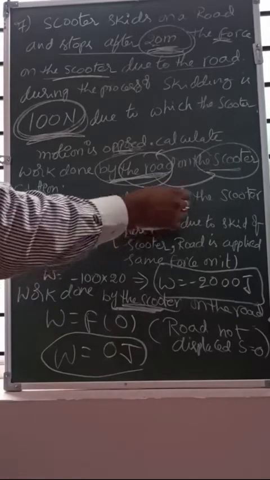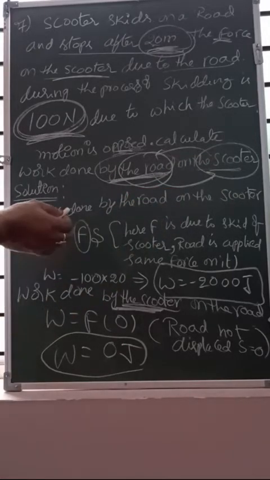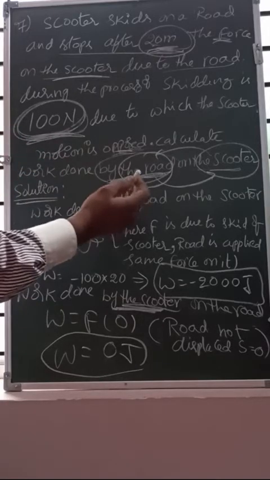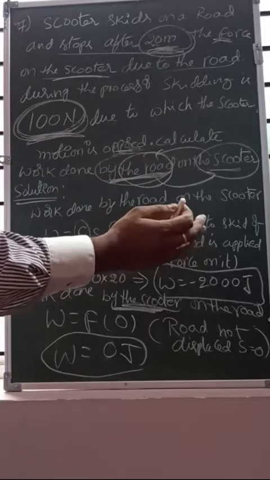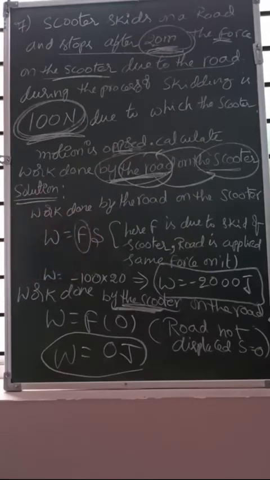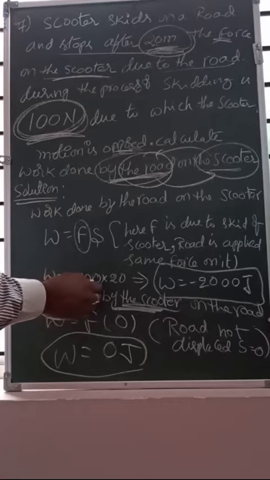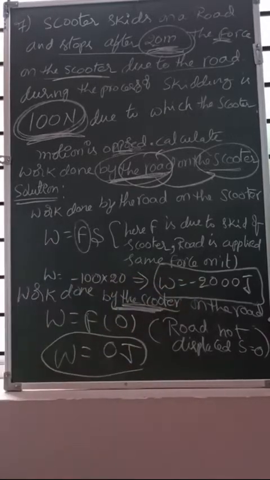Work done by the road on the scooter means that while the scooter skids, the road also gives the same opposite force. Do you understand? While skidding, the road gives the same opposing force upon the scooter. So F we will treat as minus 100. What is the twist in the sum? Minus 100 into 20 is minus 2000 joule. So the nature of work is negative. This is according to our assignment.